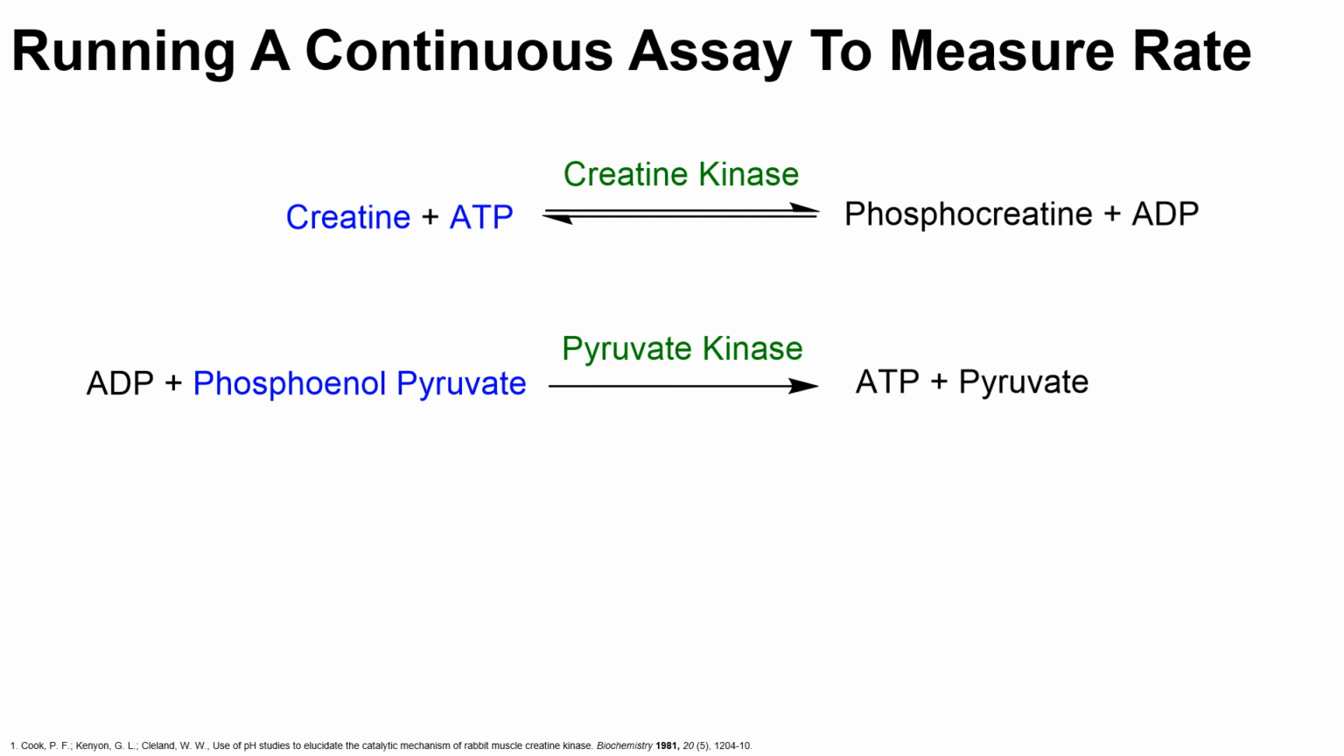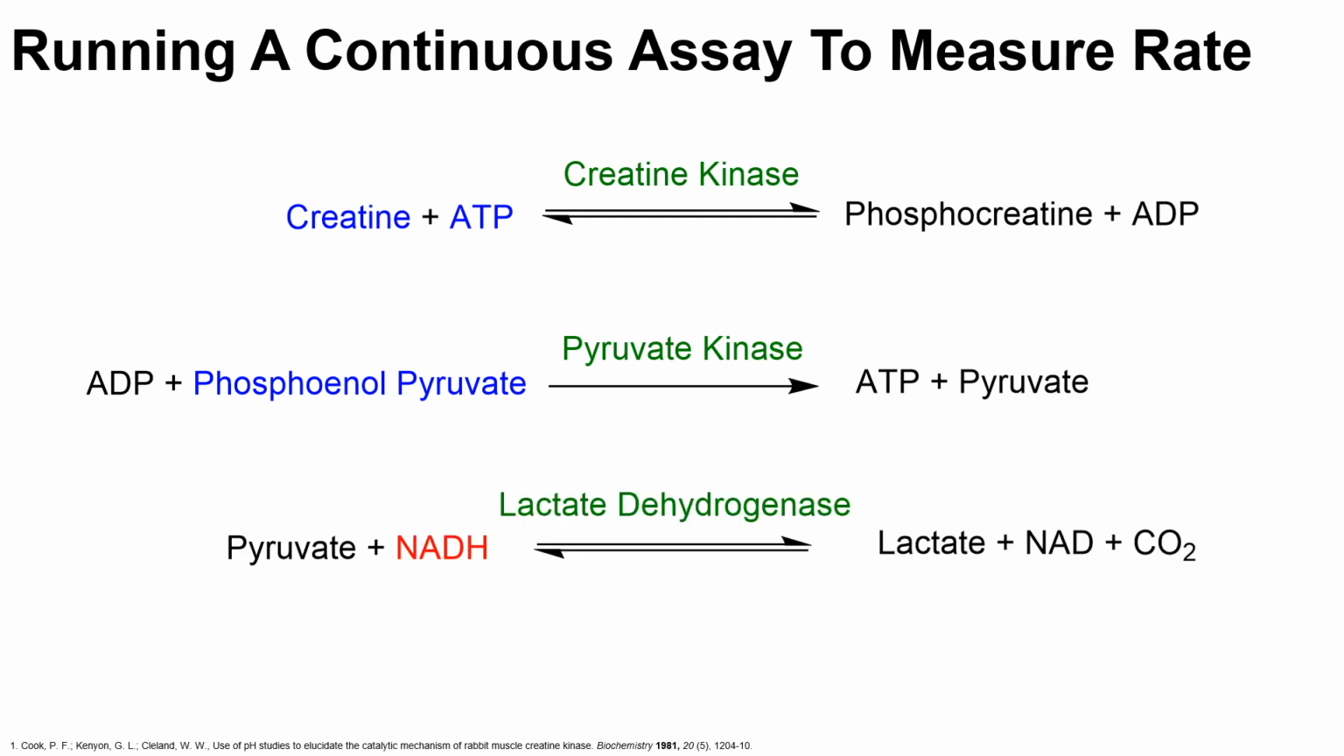Next, another enzymatic reaction is coupled such that lactate dehydrogenase will consume pyruvate and NADH to produce lactic acid and NAD+. NADH is a substrate that has an absorbance wavelength of 340 nanometers. No other substrate in the assay has the same absorbance wavelength. Thus, monitoring the change in concentration of NADH will help us monitor the rate of the creatine kinase reaction.